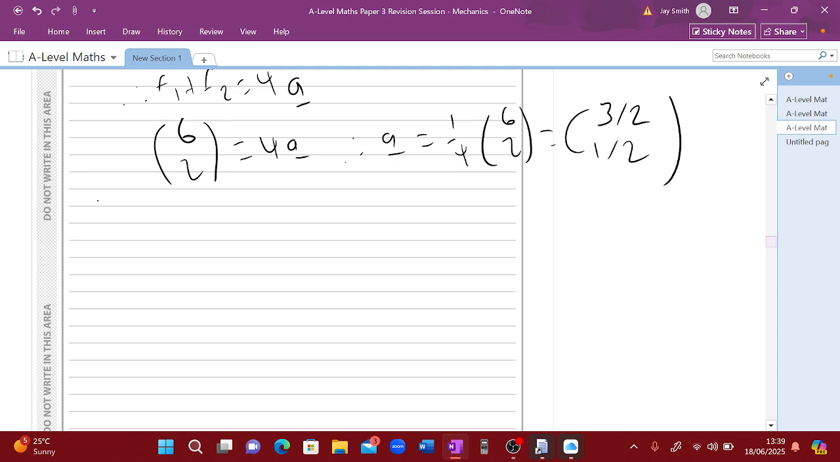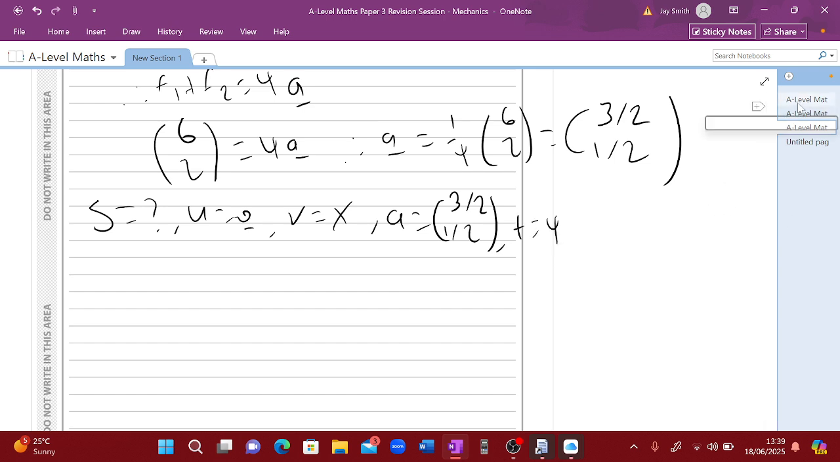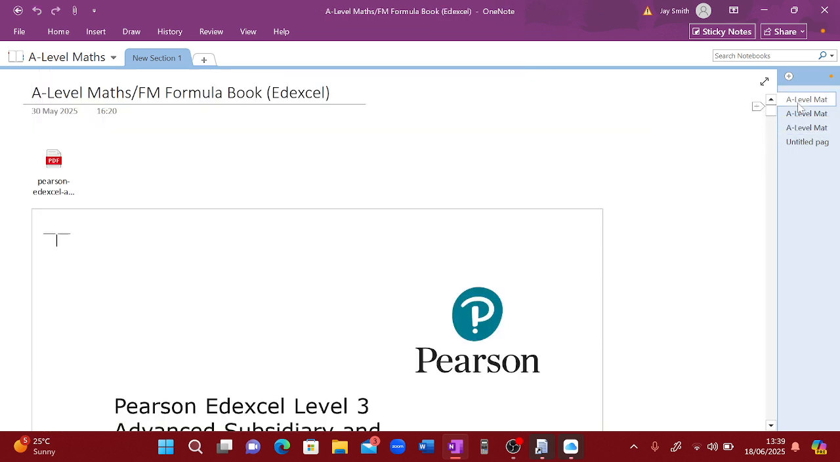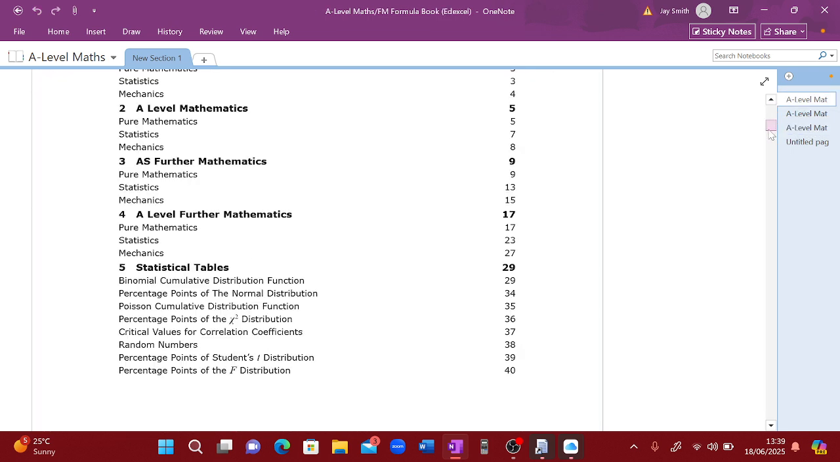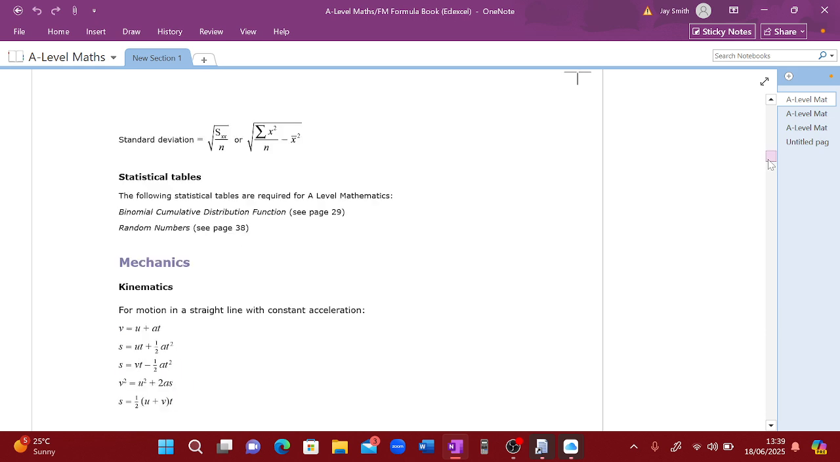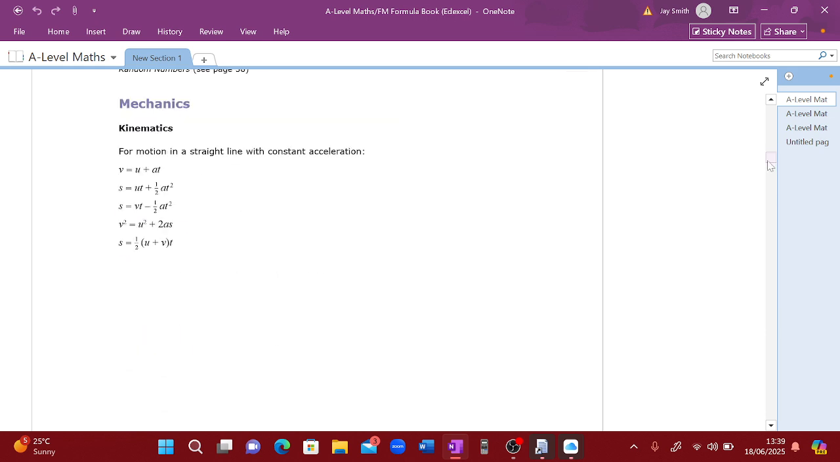So I'm going to say it again. S we don't know. U we know is 0. V we don't care about. A is (3/2, 1/2), and T is 4. Okay, so the SUVAT formulas are in the formula book. So which one ignores V? Let's go to the mechanics section and have a look. Right, it's this one, isn't it? This one has no V in it. So we're going to copy that down.